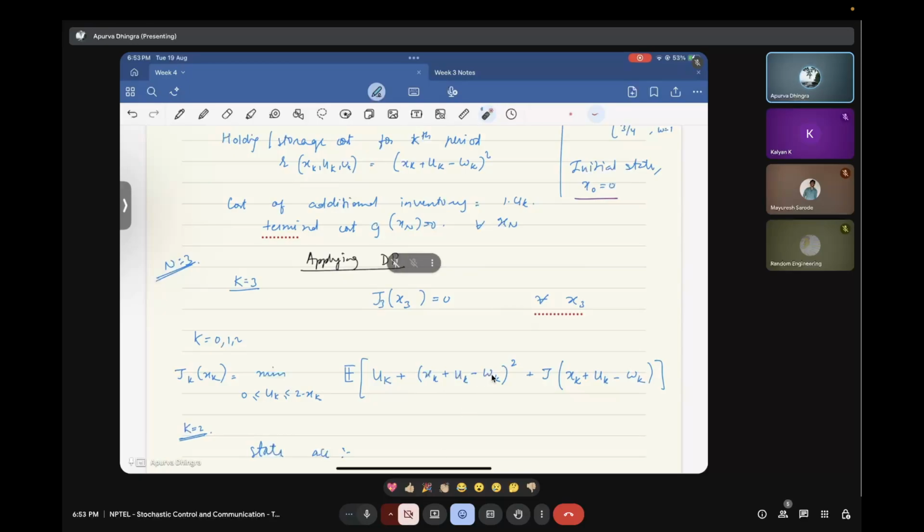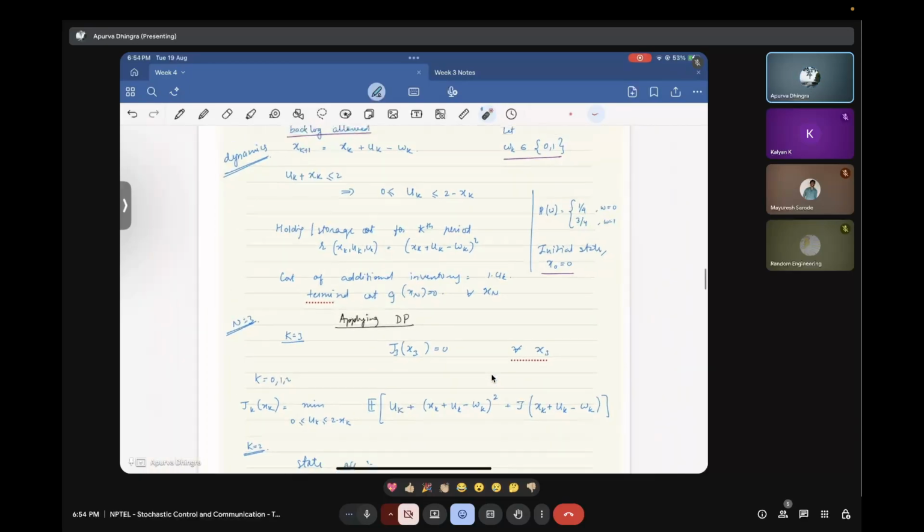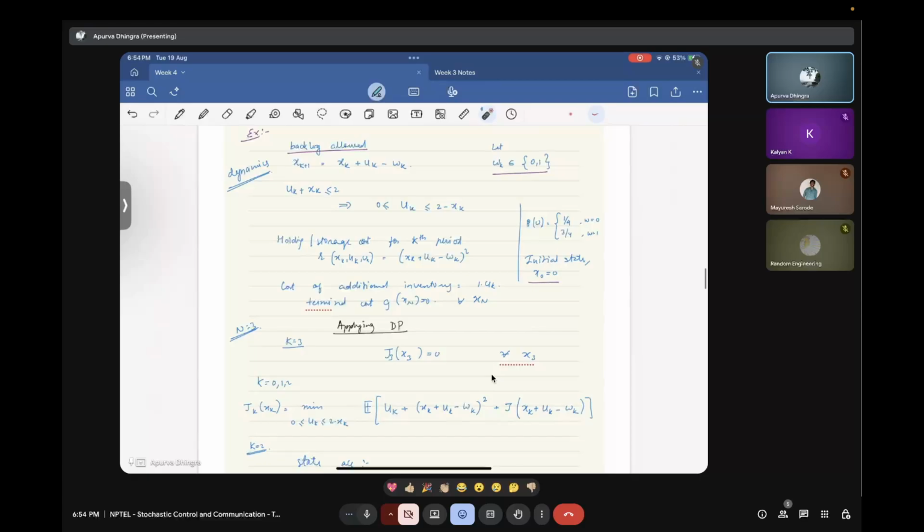This is our problem. Now if x can take negative values, but u is supposed to be such that u_k plus x_k is less than or equal to 2, what can you say about the state space? What all values of x_k are allowed?